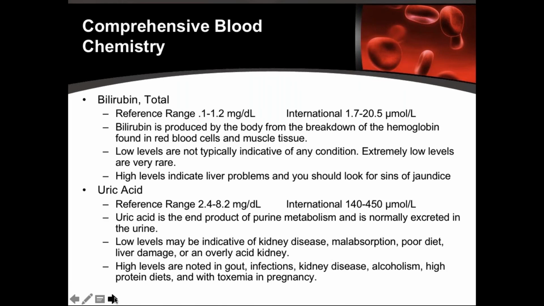Let's take a look at uric acid. So with uric acid, remember that this is an end product of the breakdown of purine. Where do we find purines? We find them in meat, right? So that is to say, when you have a patient who eats a lot of red meat, you'll find them breaking down a lot of purines.